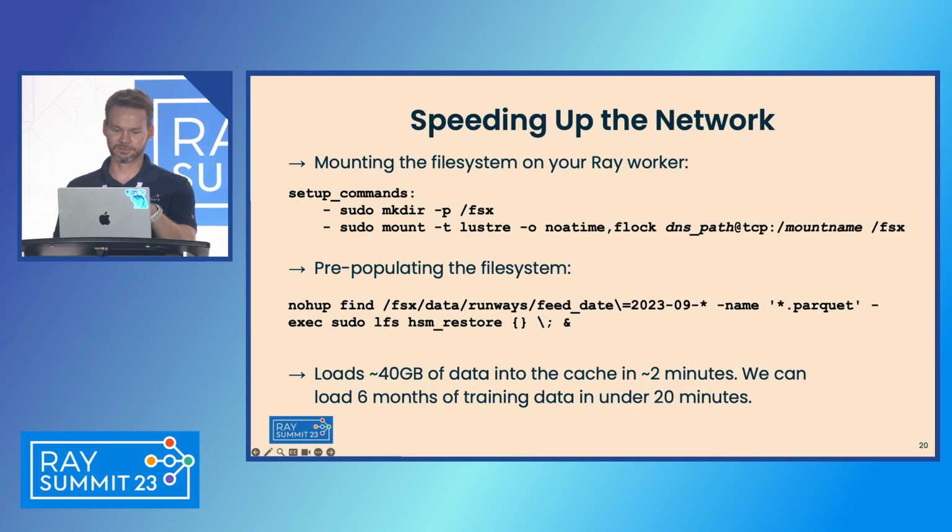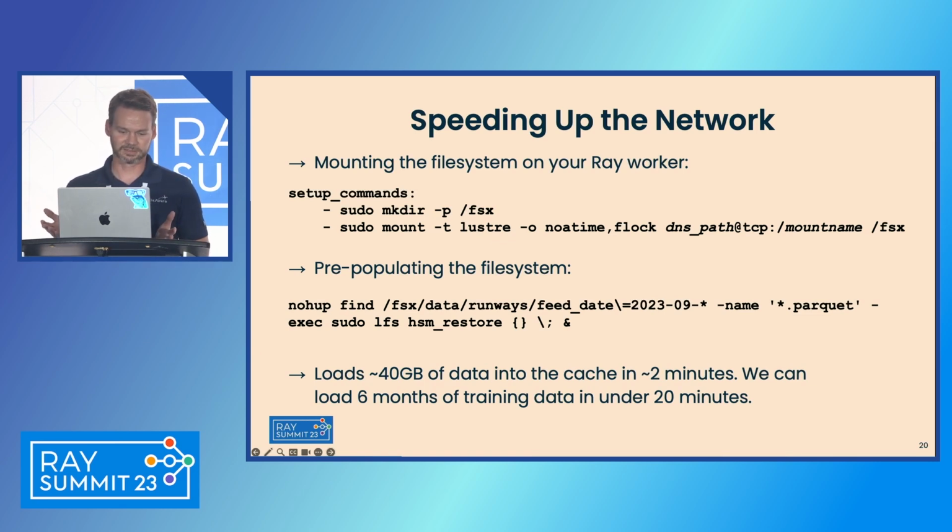This command would go to that directory and find everything in September that's a Parquet file. And this lfs hsm_restore, which also comes from the AWS docs, is a little hidden trick that's in there. That'll go ahead and take all the data from S3 and put it on that disk, so that it's as close as possible to the instance when you need it.